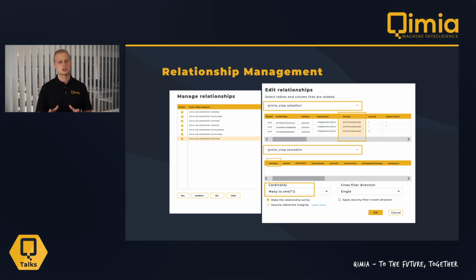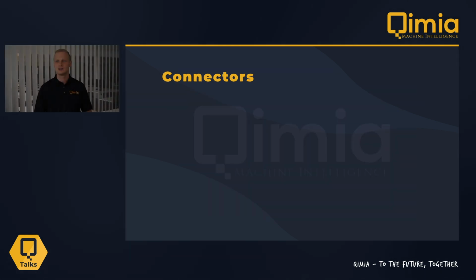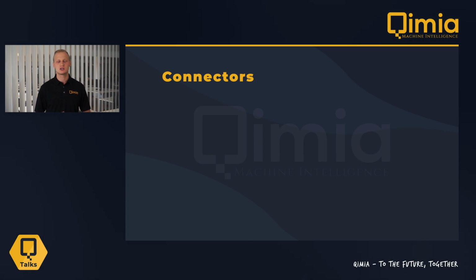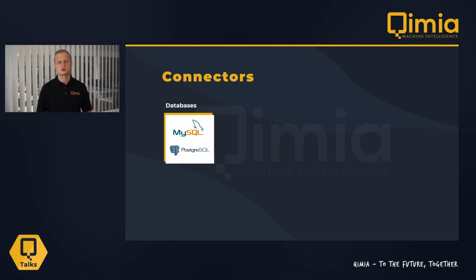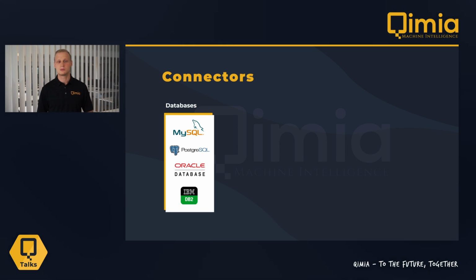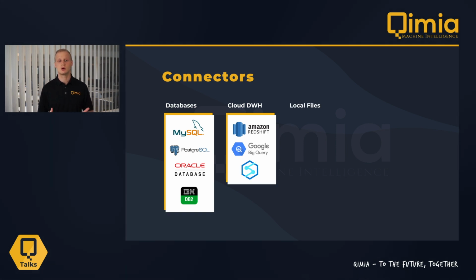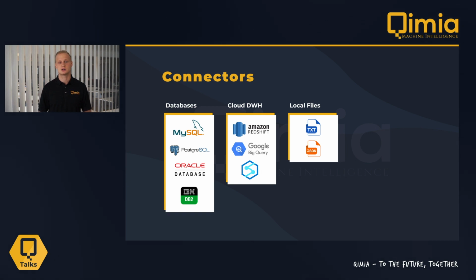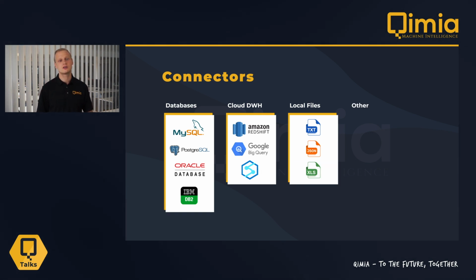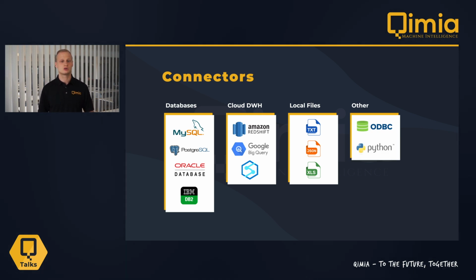Now, speaking about the sources is also important in Power BI. So here Power BI comes with a giant flexibility in terms of connections. You can ingest data from almost every source. You can use databases like MySQL, PostgreSQL, Oracle DB, or DB2. You can also ingest data from cloud data warehouse systems such as Amazon Redshift, Google BigQuery, or Azure Synapse. You can also ingest data from local files such as TXT files, JSON files, or Excel files. And you can even use other services such as ODBC connections. You can use Python scripts, or you can load data from online services such as Google Analytics.